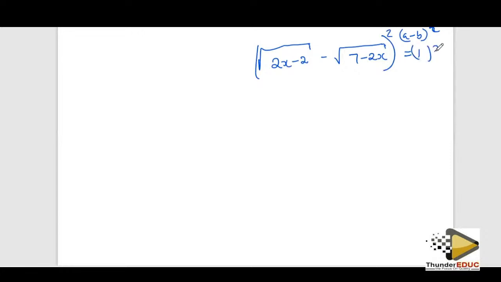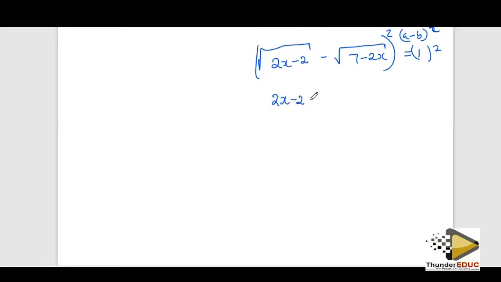So the question says the square root of 2x − 2 minus the square root of 7 − 2x is equal to 1. So what I can start with, I can square both sides since the root signs have already been isolated. It's more like having (a − b)², I can apply the FOIL. So I'll say this squared and then that squared. So this multiplied by that, the root sign is going to fall out.